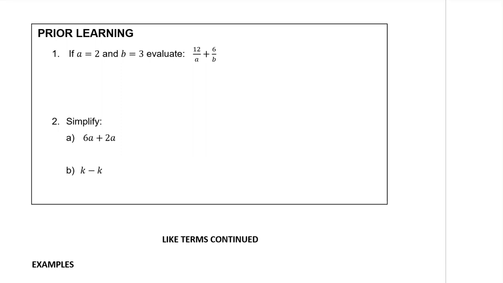So question number 1, we have A is equal to 2 and B is equal to 3. We want to evaluate, which just means work out what it equals, the expression 12 over A plus 6 over B. So remember that you need 2 lines of working out for these questions. The first line is you rewrite your expression by subbing in your numbers. So 12 over A becomes 12 over 2 because A is 2. Then we have plus 6 over B becomes 6 over 3.